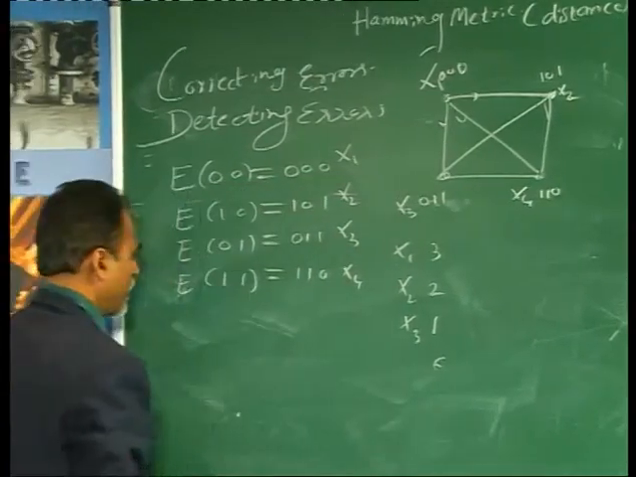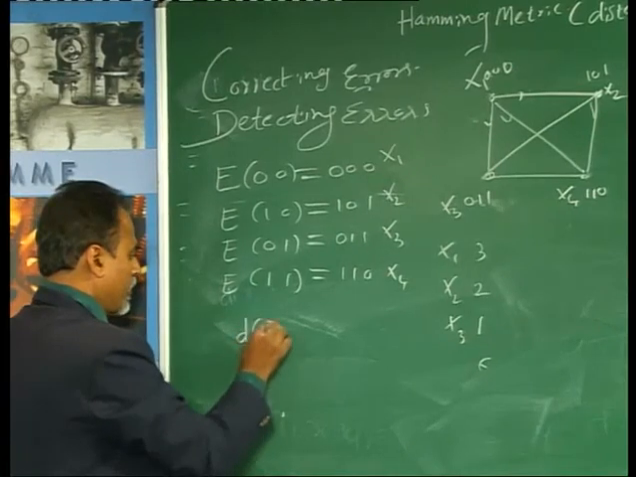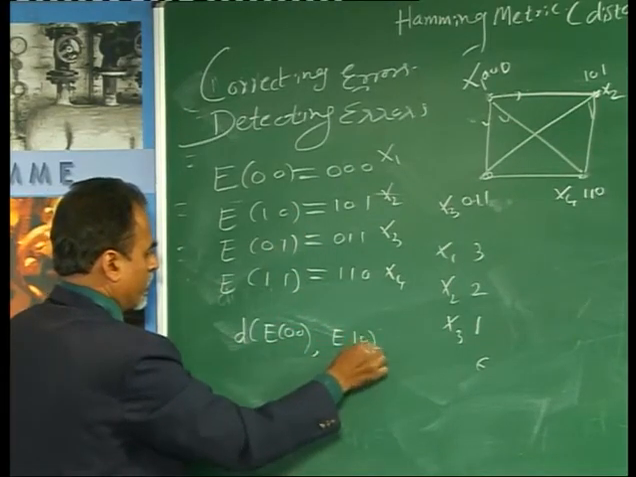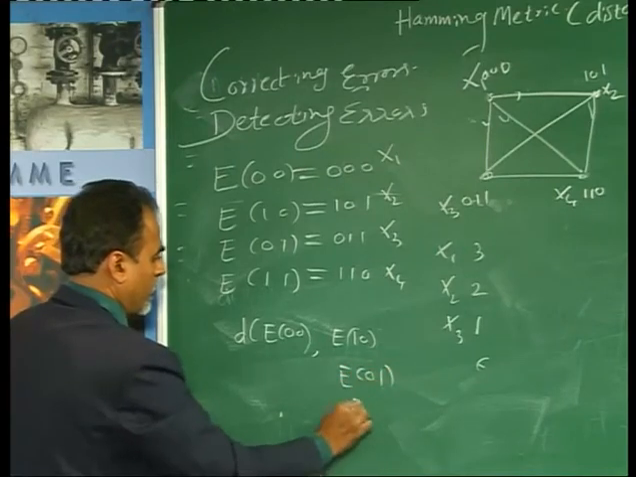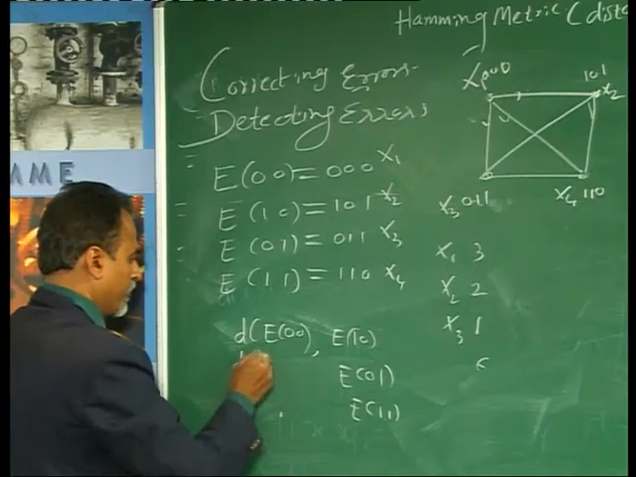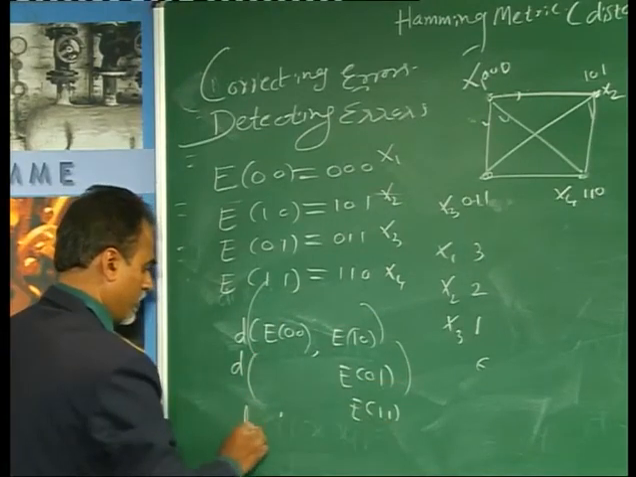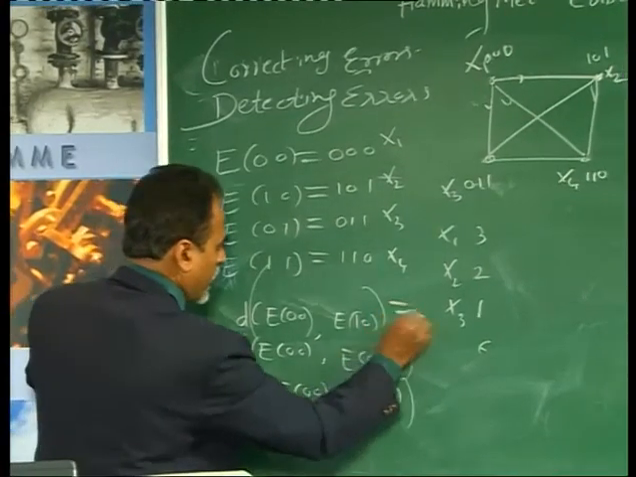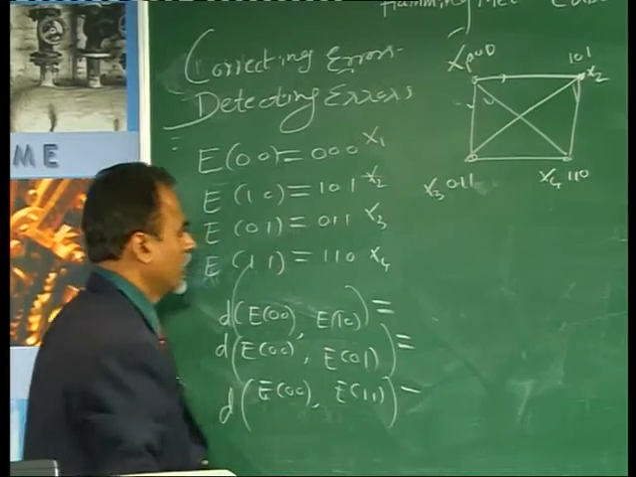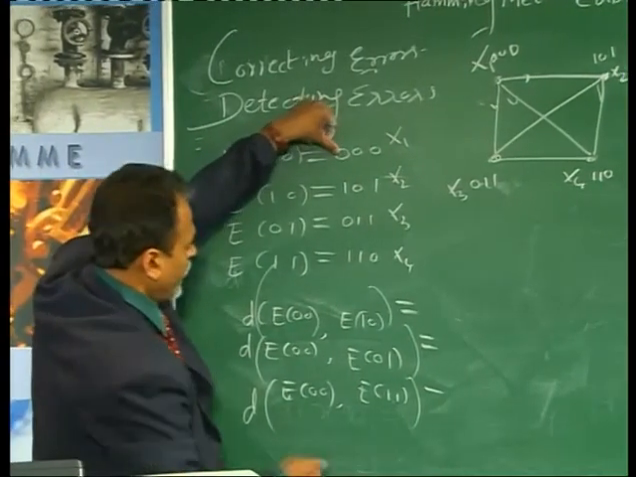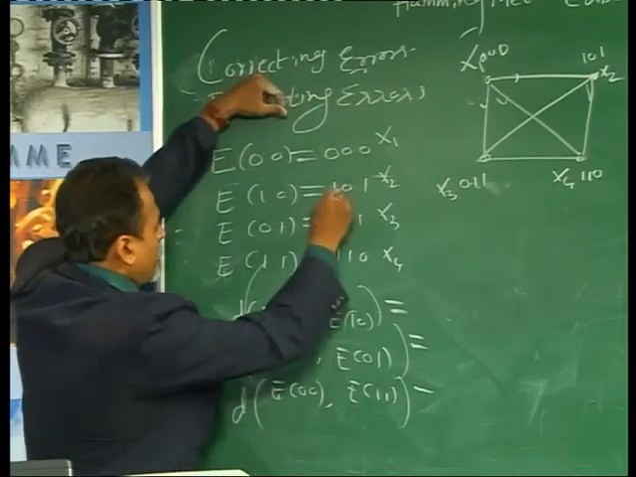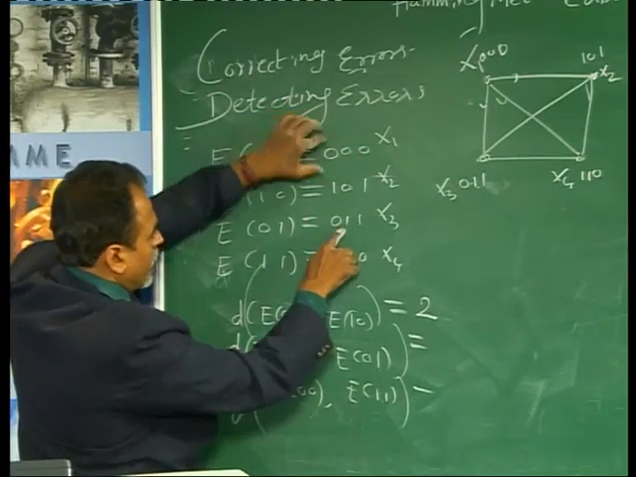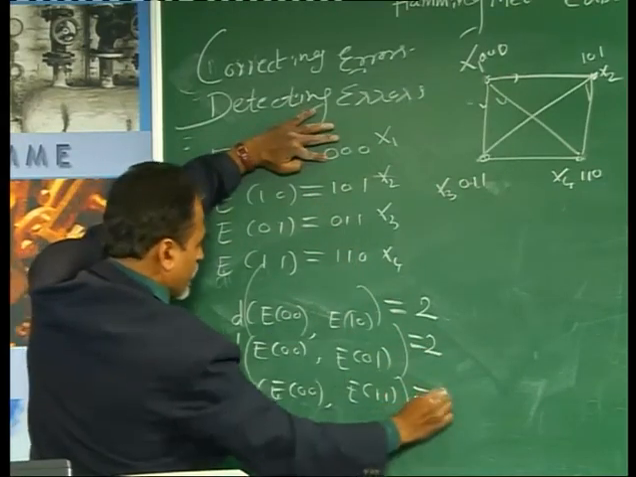Exactly what are the difference possibilities? First, the distance between e of 0 0 with all the remaining 3: e of 1 0, e of 0 1, e of 1 1. Quickly, if you find the distance between these pairs, distance means in how many places they are differing. With 0 0 and 1 1, it is differing in two places. If I take 0 0 and 0 1, here it is differing in two places. This is differing in two places.